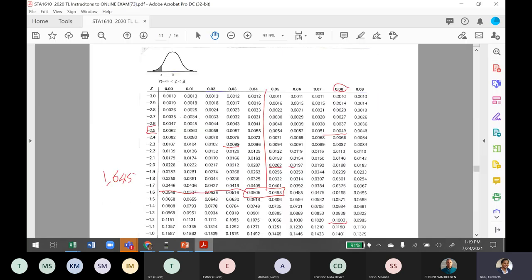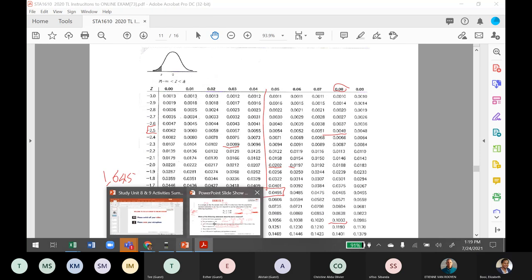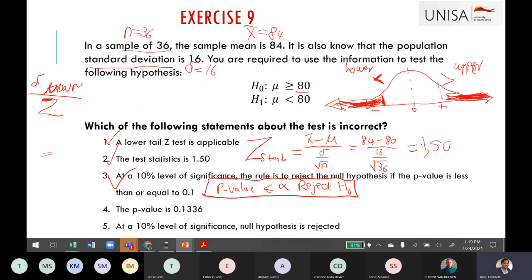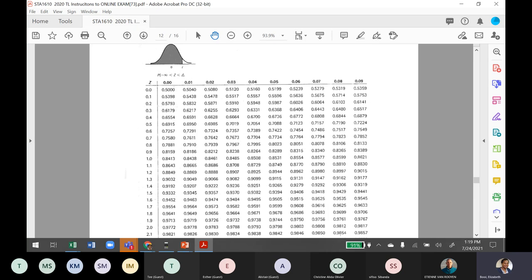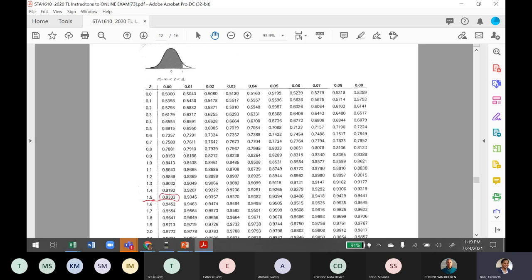So we need to use that 1,50. It's positive, so we need to go to the positive side and look for 1,50. And since, remember, we're only looking for this margin, this small area, we're not interested in this shaded area because this 0,9332 is the whole shaded area, but we're only interested in the small portion of it. So we're going to say 1 minus 0,9332 in order for us to find the p-value. And what do you get?